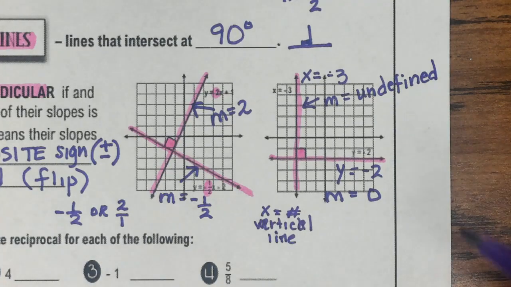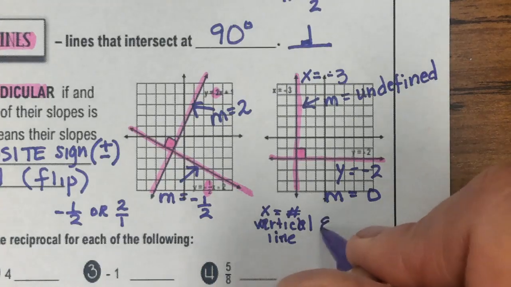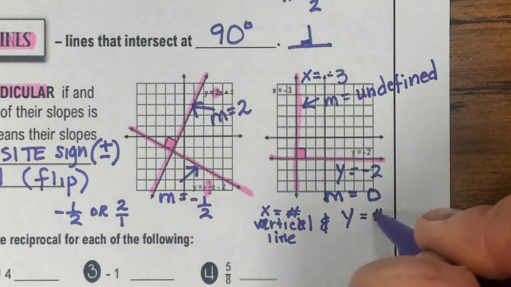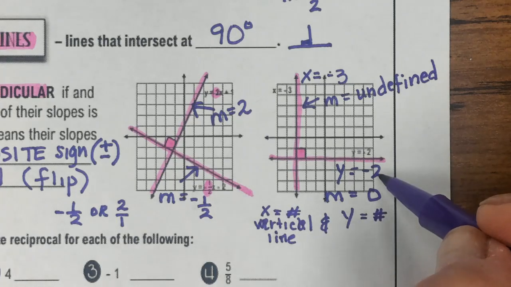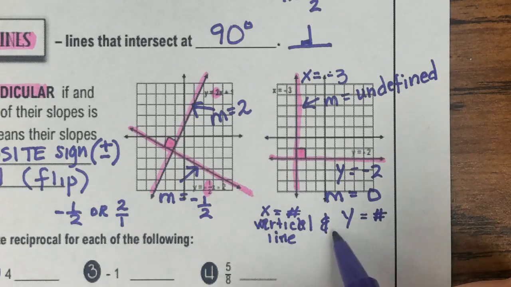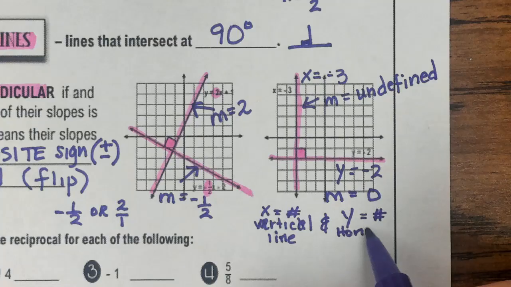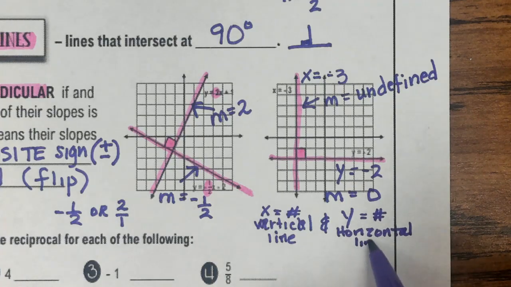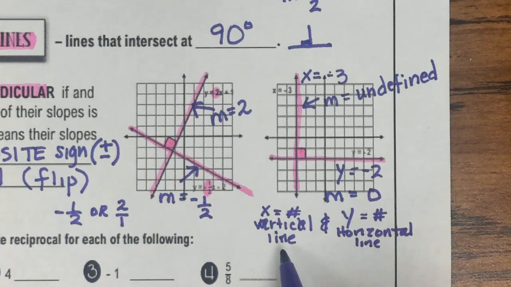It's not working. And if you have y equaling a number, any number, in this case it's -2, that means that you're going to have a horizontal line, and if you have a vertical line and a horizontal line, these two will always make a perpendicular.